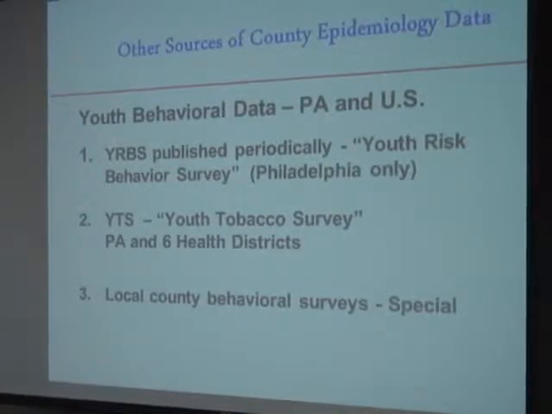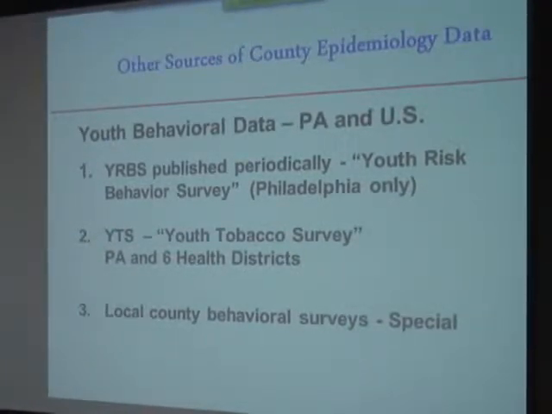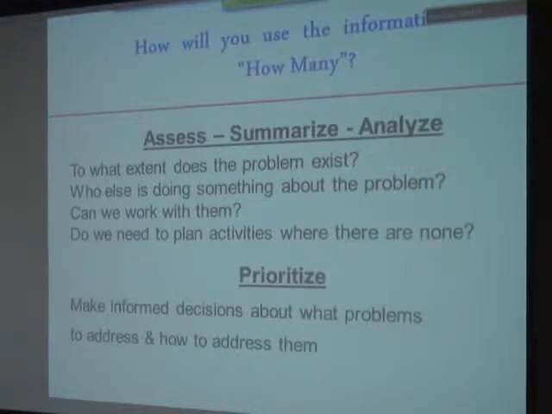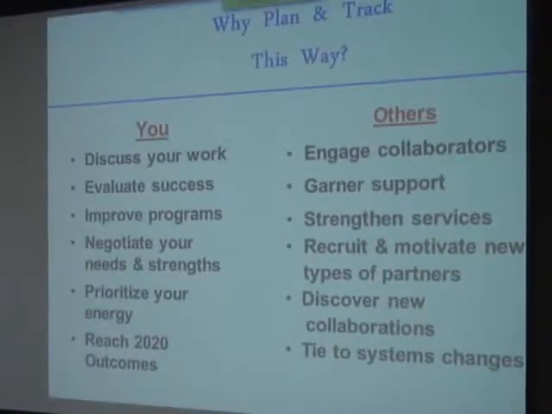You also can do it for youth. In Philadelphia, they have the Youth Risk Behavior Survey. You can do it for tobacco with the Youth Tobacco Survey. So you're not just confined to this kind of estimation with adults 18 plus. And it helps you assess the problem, summarize the problem, figure out where you can do your work, and prioritize your goals, and then use those goals as your evaluation, okay?